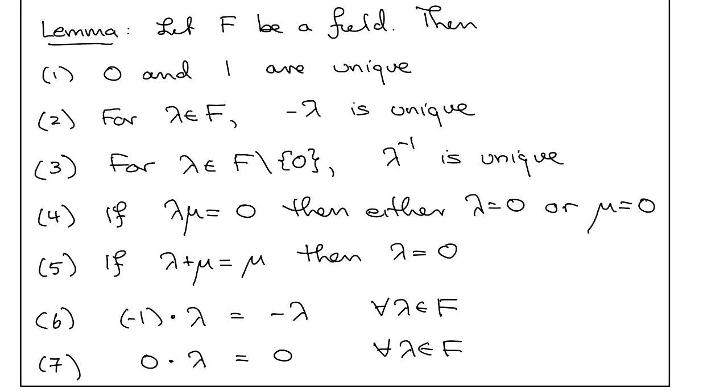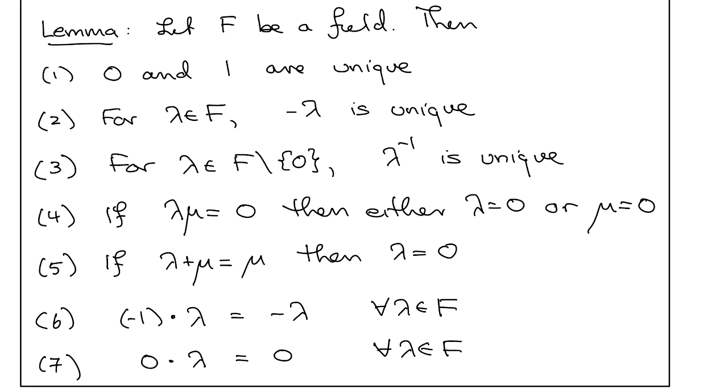So the first one is that the zero, because in the field axioms there was R0 and R1, but they weren't the 0 and the 1, but they actually are the 0 and the 1. They're unique. Also additive inverses are unique. So for each field element, there is exactly one additive inverse. Similarly with multiplicative inverses, lambda inverse.